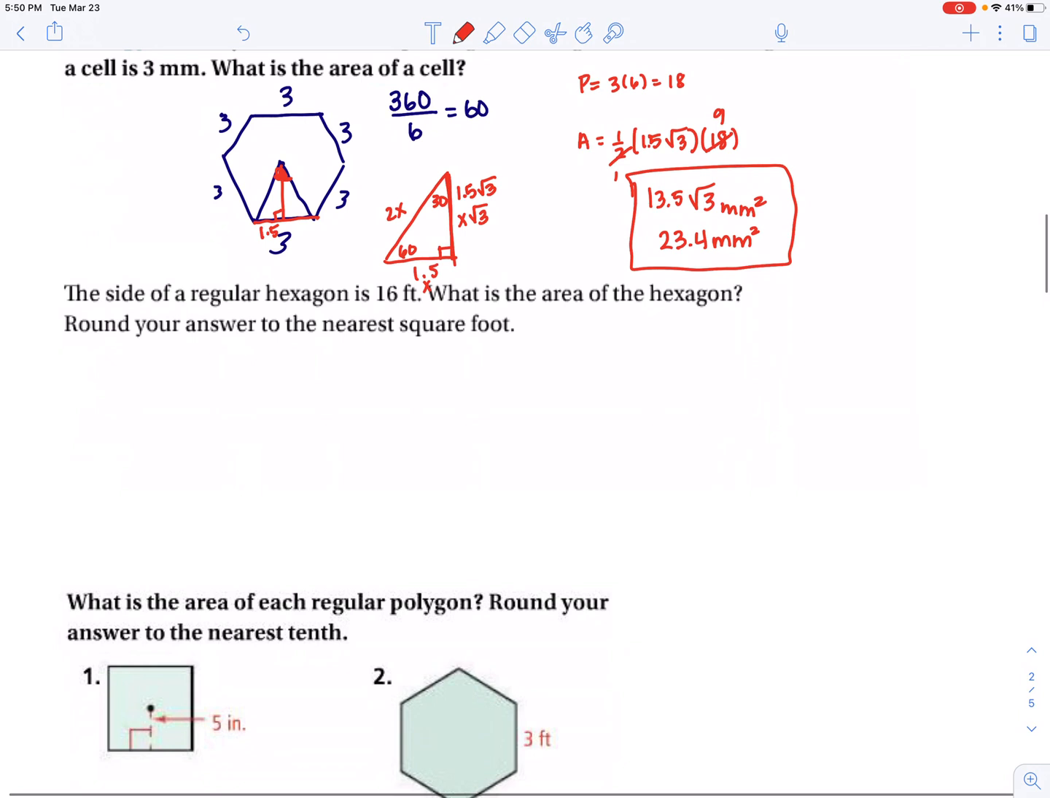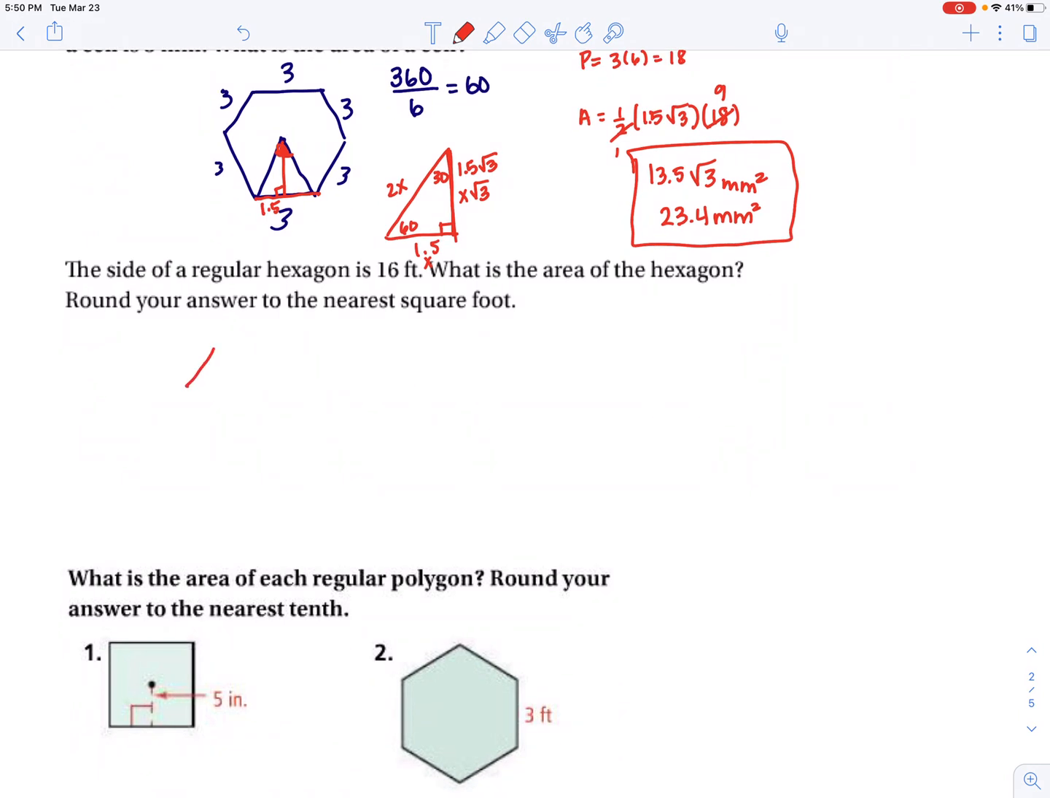So similar to that, the side of a regular hexagon is 16. So if I draw my hexagon here, each side is 16. So if I make my triangle, that's kind of bad. We already know that this is 60. So if I cut it in half, that means this angle up here is 30. This one's 60. Half of my 16 would be 8, so this side is 8. That's my x. Then this side would be 8 square root 3. And this side would be 2 times 8, which is 16.